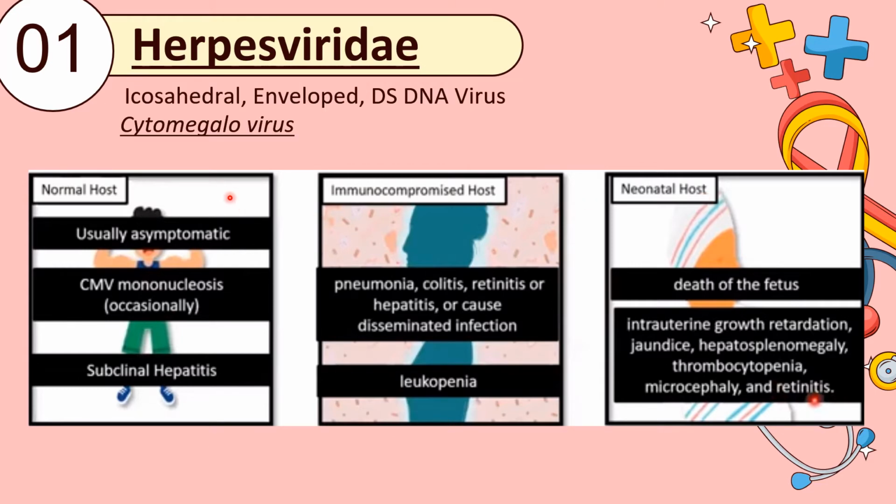So in normal hosts, it may appear asymptomatic or occasionally may cause an infectious mononucleosis-like infection and sometimes subclinical hepatitis. An immunocompromised host, on the other hand, may exhibit pneumonia, colitis, retinitis, or hepatitis, or cause disseminated infection and generalized leukopenia, which means decreased WBC count.